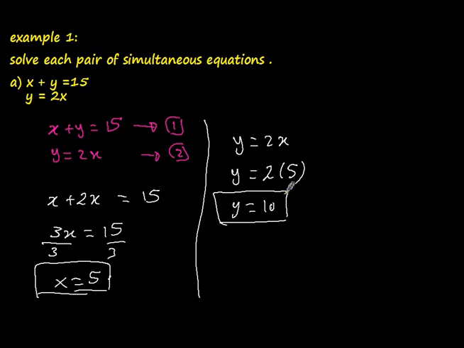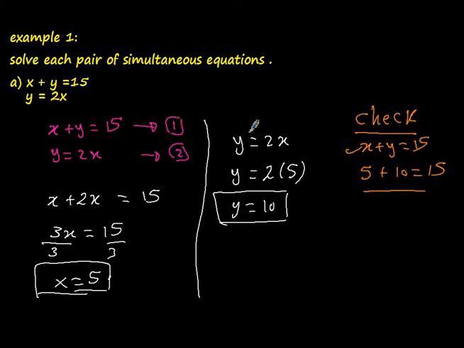And before you go, guys, you need to make a very quick check. So let me check here. Since you have the values of x and y, why not substitute them in the two equations to see whether your answer is correct or wrong? Let's start with the first equation. I know that x plus y equals 15. We have x equals 5, y equals 10, so the answer will be 15, so my answer is perfect. If you want to check in the second equation, the answer will be true.